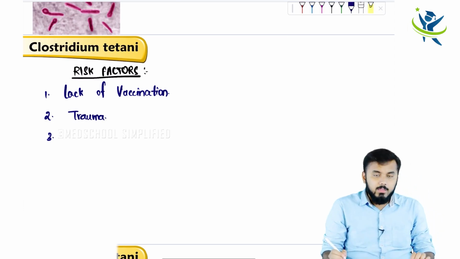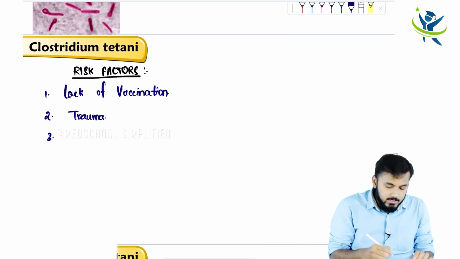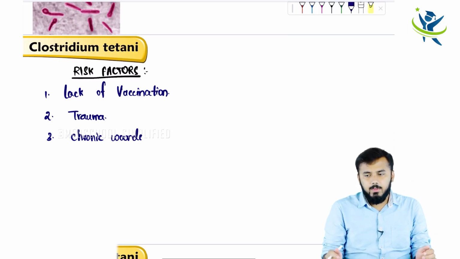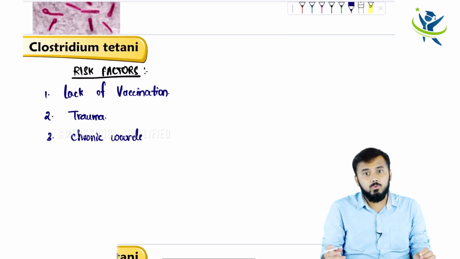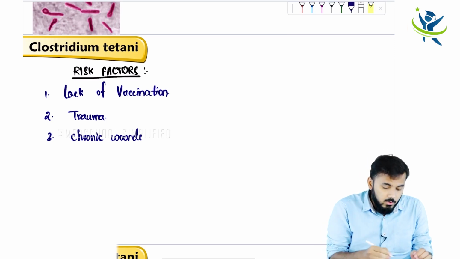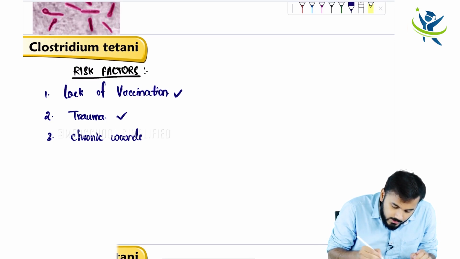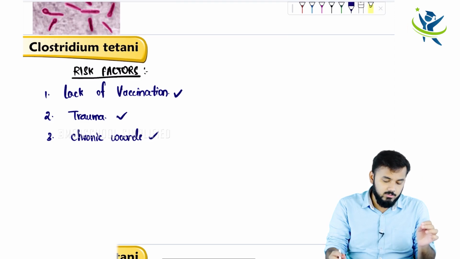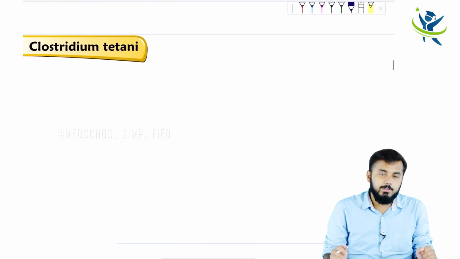Third thing is, if you have a wound that is not washed and persists for a long time, this is called a chronic wound. For example, if a diabetic patient gets hurt or falls down somewhere, you know in diabetes the wound heals very poorly. So there are high chances for this chronic wound to get infected. So lack of vaccination, trauma and chronic wounds are the most important and highest risk factors associated with Clostridium tetani. Now let us look at the properties of this Clostridium tetani.